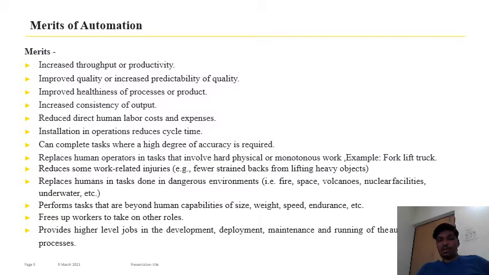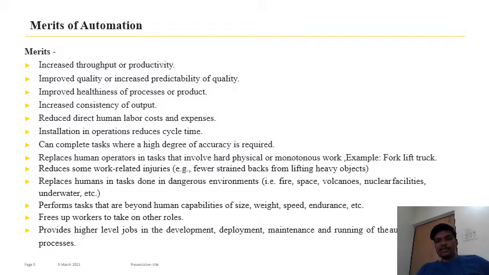Automation can replace human operators in tasks that involve hard physical or monotonous work. For example, welding of an automobile car frame. Suppose there are 120 points to be welded, so it will be very difficult for a human welder to operate with the same efficiency as the robot. The robot is generally welding three bodies a minute. The same rate cannot be achieved by a human welder who is employed to weld the car bodies. So this is the basic difference.